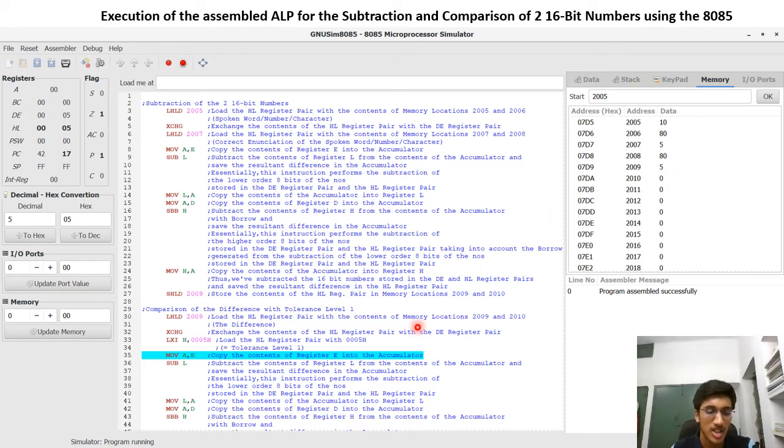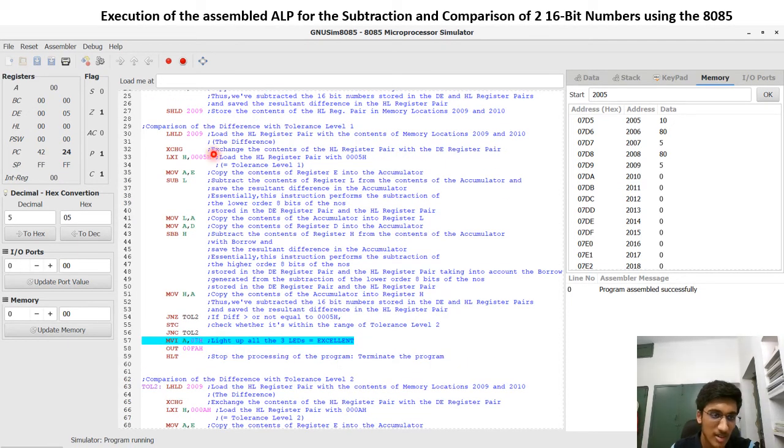Now, once this has been effected, we are required to compare this resultant difference value with the specified tolerance value in order to see whether the difference falls within this tolerance value or not. So as done before, we perform the subtraction of these two 16-bit numbers, which clearly generates the resultant value 0000H. Therefore, it sets the zero flag.